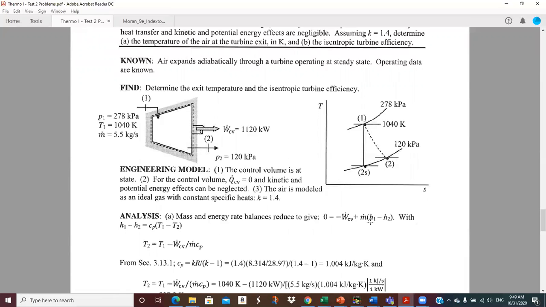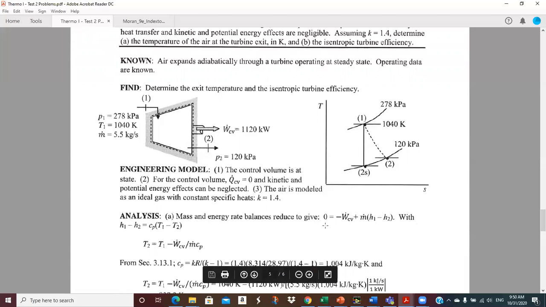This is the specific enthalpy in minus specific enthalpy out, times the mass flow rate, because the kinetic and potential energy terms are gone. Then for an ideal gas with constant specific heats, which is inferred by constant K, the specific heat ratio, we know that this enthalpy difference, H1 minus H2, is Cp times T1 minus T2. Pretty simple. Then we're going to substitute Cp times T1 minus T2 into this expression for H1 minus H2, and then solve for T2.